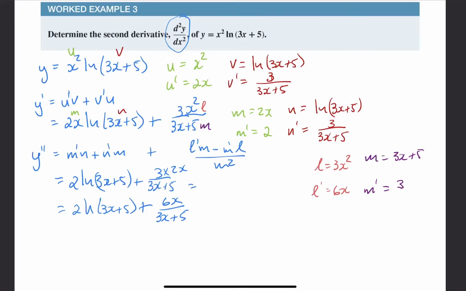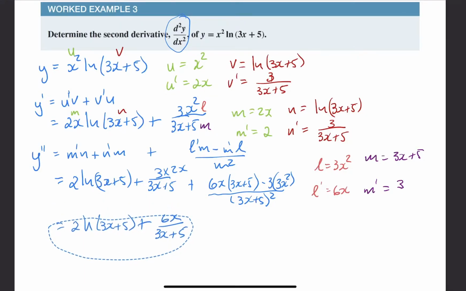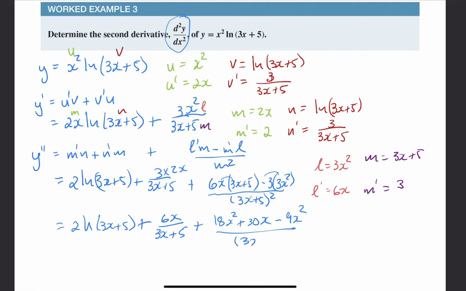That's plus. Derivative of L is 6x multiplied by M, which is 3x plus 5, minus the derivative of M, which is 3, times L, which is 3x squared, divided by the bottom squared, which is 3x plus 5 squared. If I simplify that, 6x times 3x plus 5, expanding the brackets, gives us 18x squared plus 30x, minus 9x squared, divided by 3x plus 5 squared.